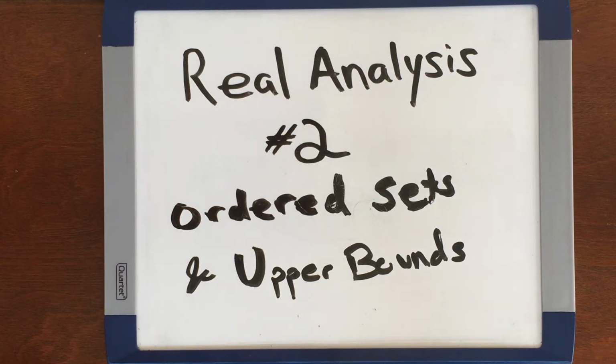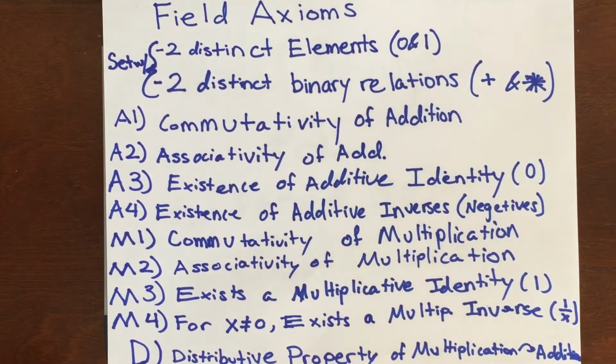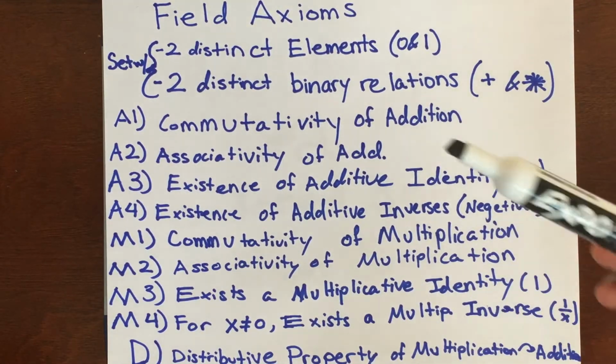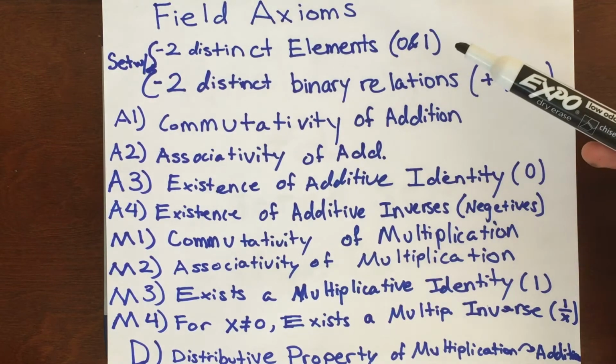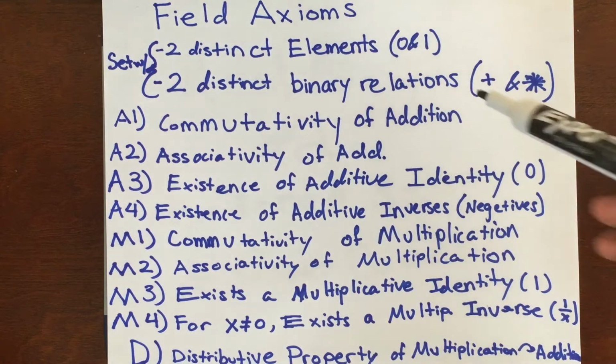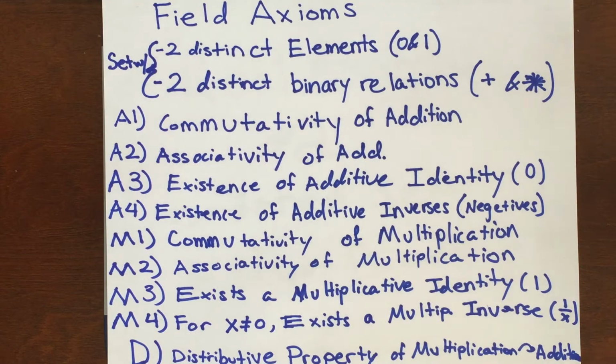In today's lecture, we'll be talking about ordered sets and upper bounds, but before we continue, I want to talk quickly about some of the things we went over in our last video, which were about fields. And I spoke briefly about the field axioms A1 through A4, and if you remember, a field is a set with two distinct elements, 0 and 1, two distinct binary operations, plus and multiplication, and they follow a certain set of axioms.